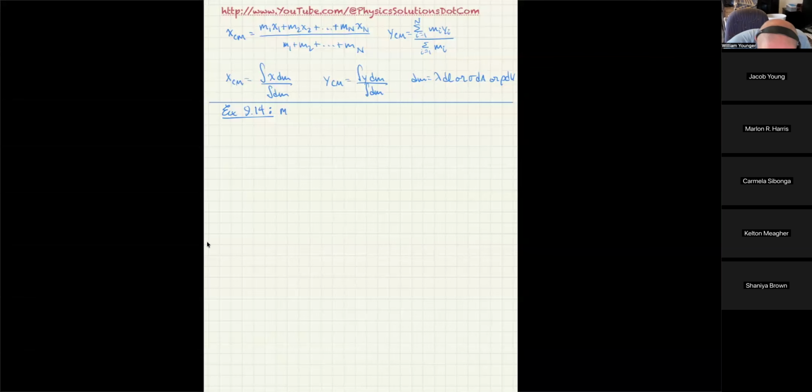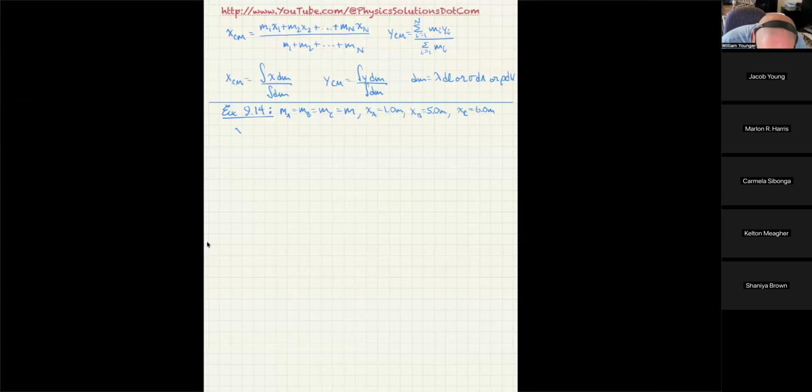What we have is mA equals mB equals mC, and they're all equal to m, and xA is equal to 1.0 meters, xB is equal to 5.0 meters, and xC is equal to 6.0 meters. Oops, I wrote x6 instead of xC. xC is equal to 6.0 meters. And we're asked to find the center of mass.